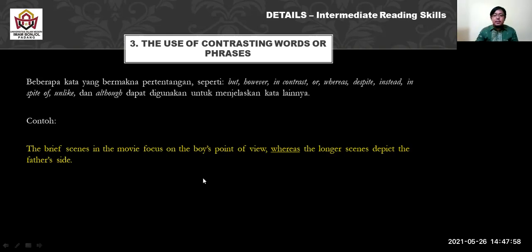Jadi, the brief scenes in the movie focus on the boy's point of view. Boy's point of view ini sudut pandang anak laki-laki tersebut ya, yang ada di dalam film. Whereas, sementara the longer scenes, jadi adegan yang panjang, depict, mencerminkan atau menunjukkan sisi dari seorang ayah, misalnya father's side. Ini contrasting words or phrases. Jadi yang berfungsi sebagai contrasting words atau phrase di sini adalah whereas. Kan ada ini, but, however, in contrast, whereas, despite, instead, in spite of, unlike, and although.